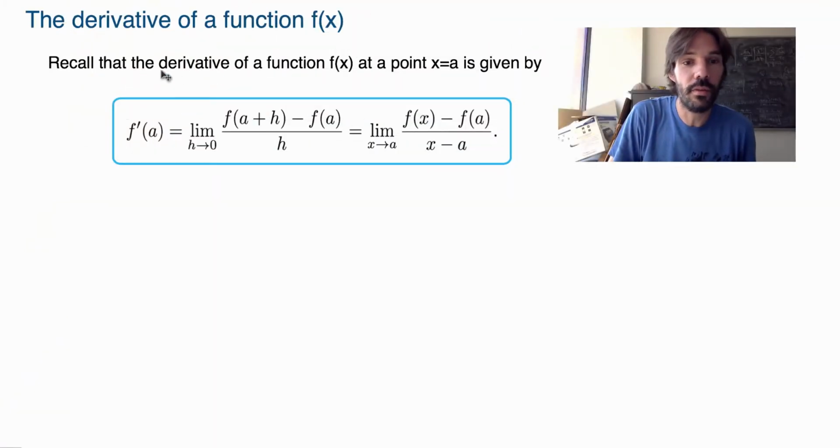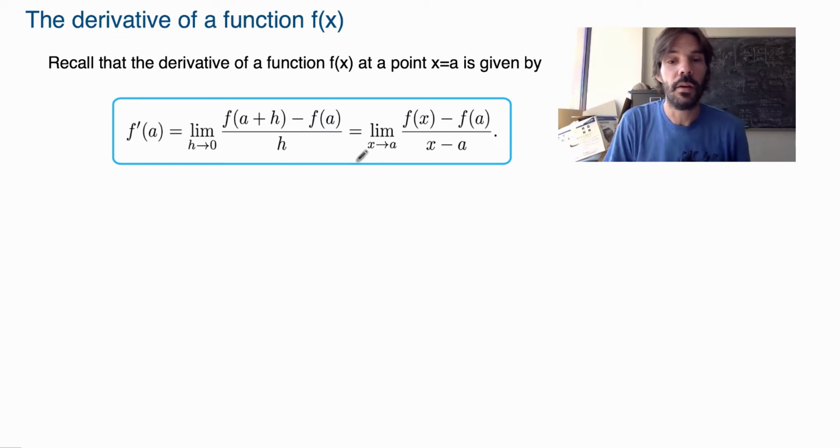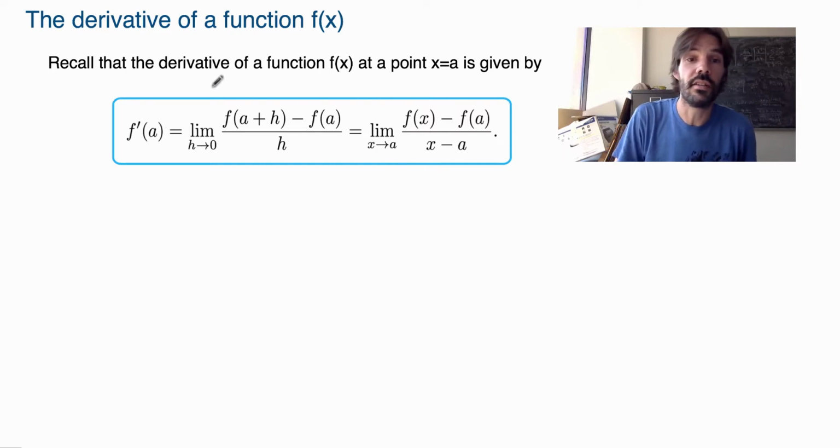So recall that the derivative of a function f of x at a point x equals a is given by f prime of a, which is the limit as h goes to 0 of the difference quotient f of a plus h minus f of a, divided by h. Now we can write the exact same limit as the limit as x goes to a of f of x minus f of a, divided by x minus a. These two definitions here are actually exactly the same.